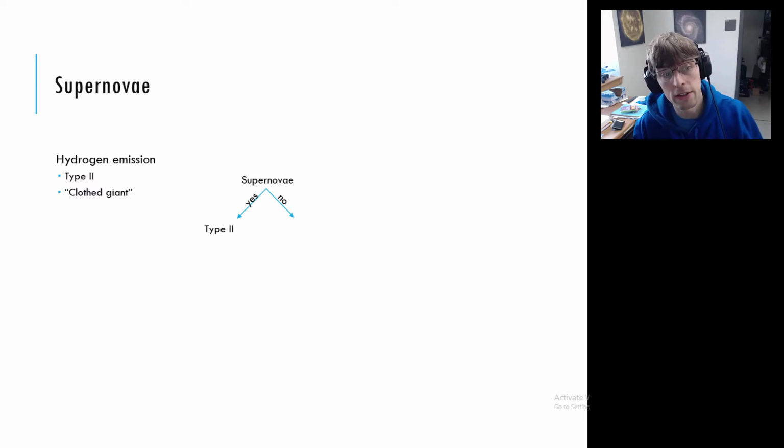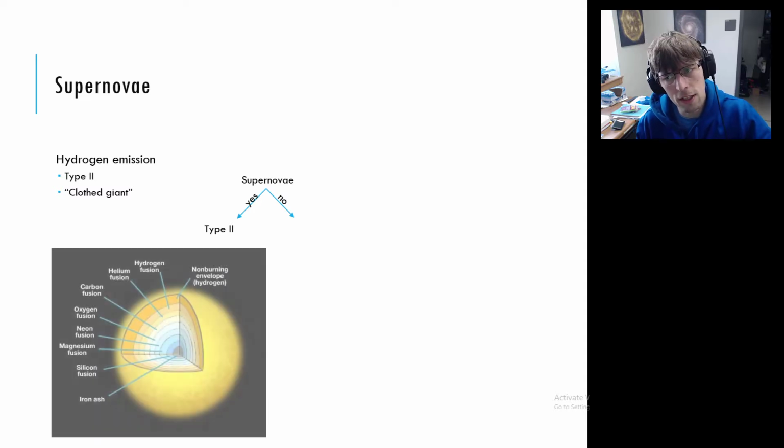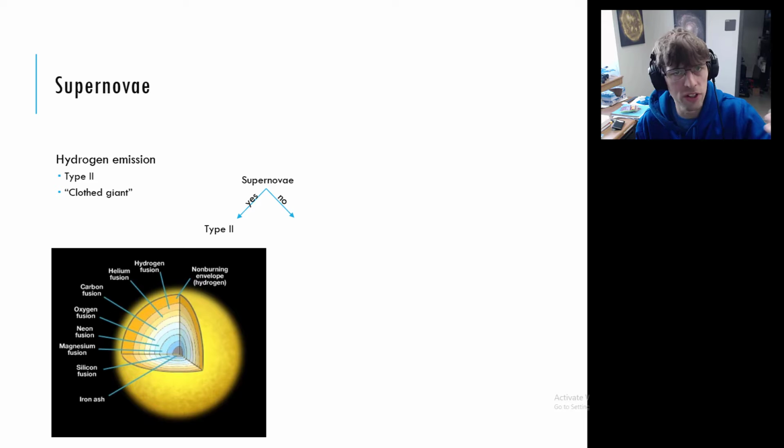So the first one is called a type 2, and it's a supernova that demonstrates hydrogen emission lines. I refer to this as a clothed giant. In other words, it has all of its outer layers still intact. So you think of this high mass star, this gobstopper, this onion, if you prefer that analogy. It has all these layers. And the issue is that that outer layer of hydrogen is still intact. It hasn't been blown off into space for whatever reason. So if you see a hydrogen emission line, that is automatically a type 2 supernova.